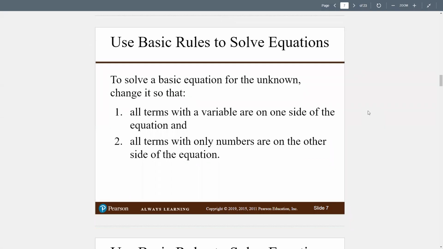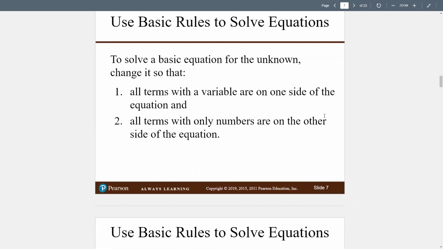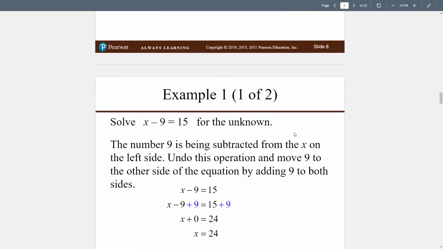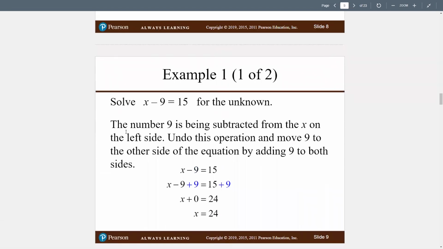Your basic rules for solving an equation. I typically don't teach equations with words. I just do them. If you need the wordy parts, let me know, but math is typically just a bunch of practice. So you have to undo the operation in order to figure it out.